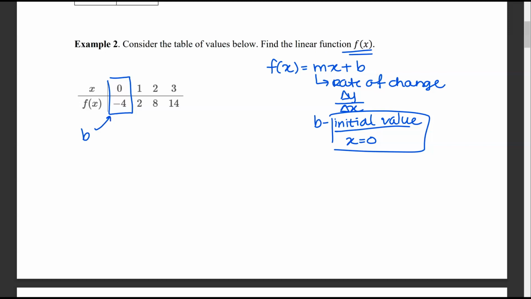Well, the rate of change is just our delta y over delta x. So delta y, you can pick any of these values. So let's go ahead and pick 2 and 8. So I'm going to take 8 minus 2, right? And then I'm going to do 2 minus 1. 8 minus 2 is 6, and then 2 minus 1 is 1. So our rate of change is 6.